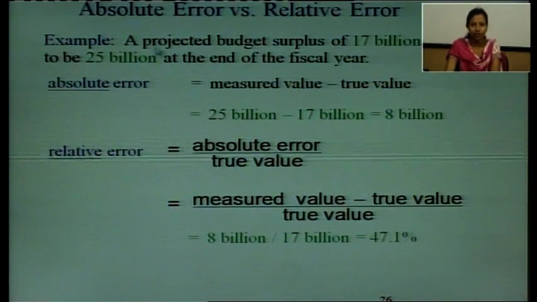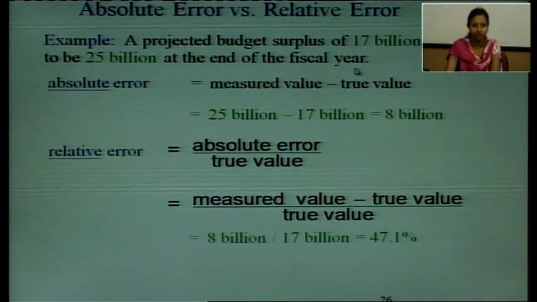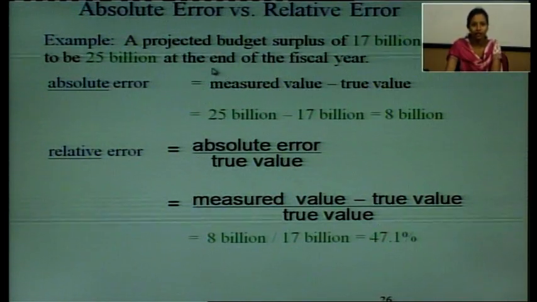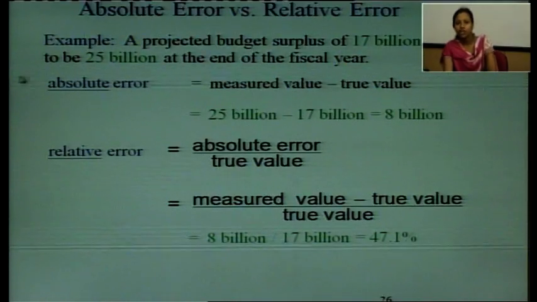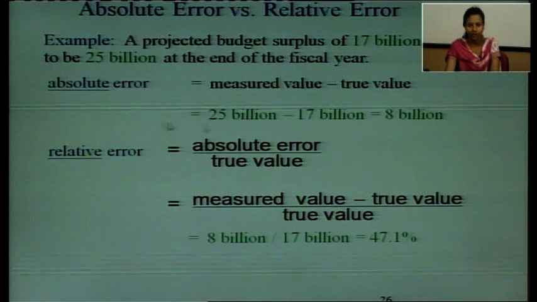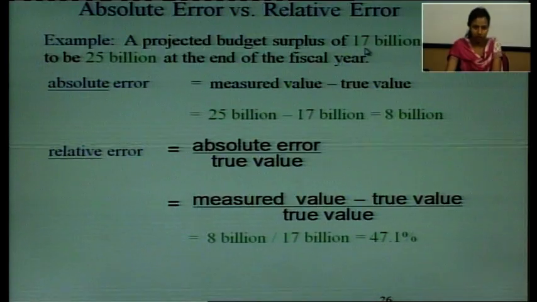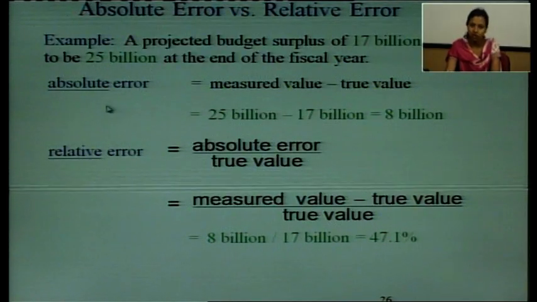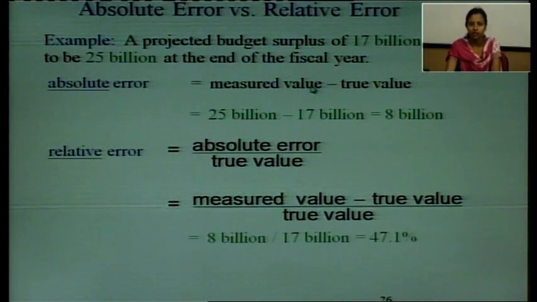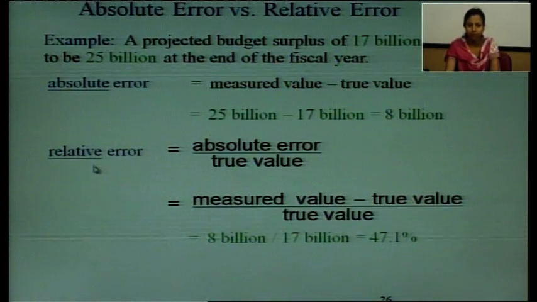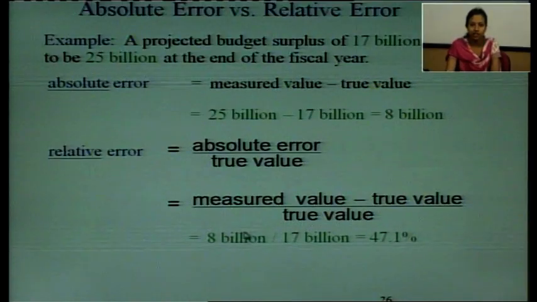Next numerical: a project budget of 17 billion turns out to be 25 billion at the end of the fiscal year. We need to calculate the absolute error and relative error. The project was budgeted at 17 billion, but the total expenditure is 25 billion at the end of the fiscal year. The absolute error is the difference between the measured value and the true value. So 25 minus 17 is 8 billion.